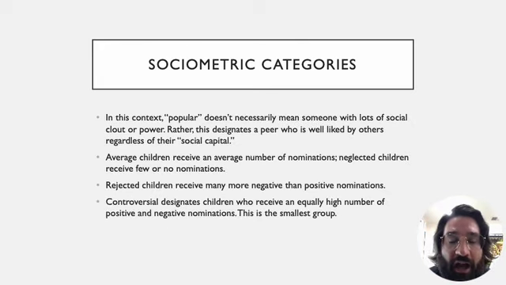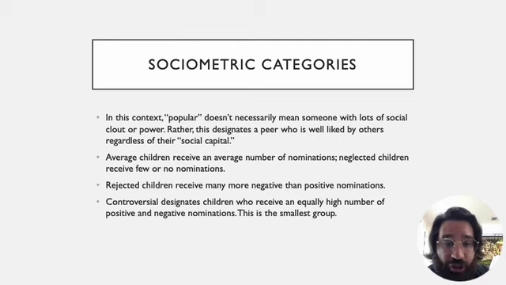So in this context of sociometric categories, popular doesn't necessarily mean someone with lots of social clout or power. Rather, popular designates a peer who is well liked by others, right? Regardless of their clout. Think about this as just kids that other kids seem to like. Like, he's just a nice kid. They're kind, they're polite. They don't necessarily need to be the most influential kids. They're just well liked by their peers.